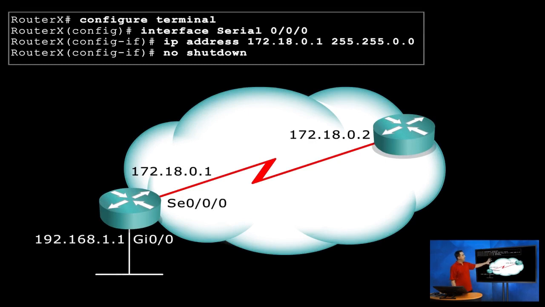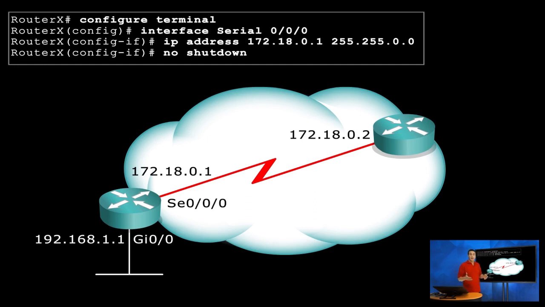So let's look at a sample configuration here of a router interface, serial 0/0/0. So we are in privilege exec mode. We type in configure terminal to get the global configuration mode. Then I type in interface serial 0/0/0 to get to serial interface configuration mode. Let's go ahead and enable that interface with the no shutdown command because it's disabled by default.